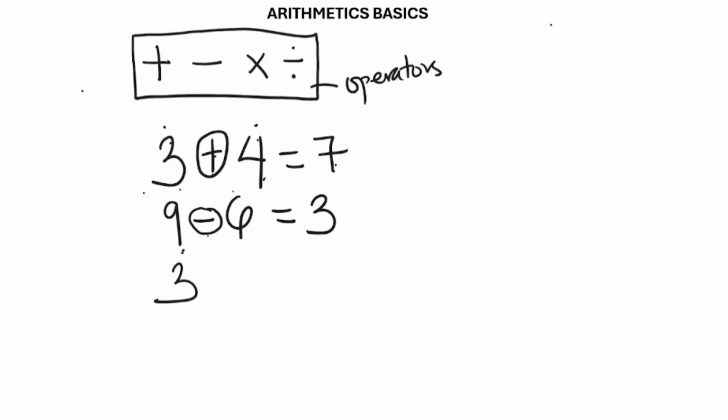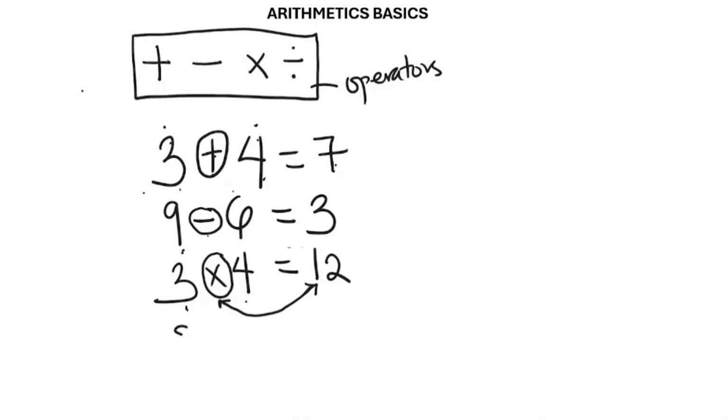Also, if we have 3 times 4, what does that mean? This multiplication operator sign is telling us to take 3 and multiply it 4 times. Take 3, multiply it 4 times, the result becomes 12. The reason we are having the product as 12 is because of the operator sign. It is telling us what to do with these 2 numbers. To take 3, multiply it by 4, the answer becomes 12.